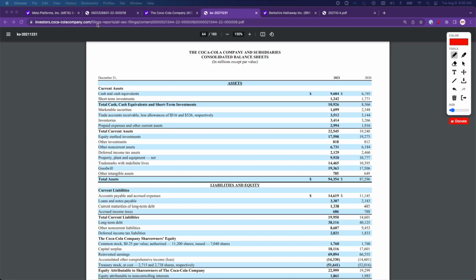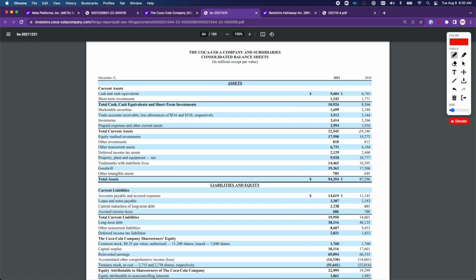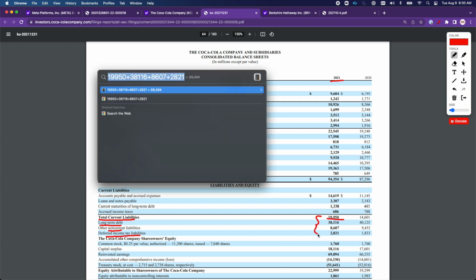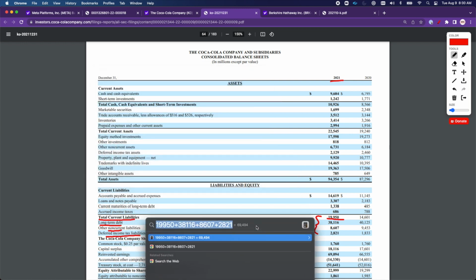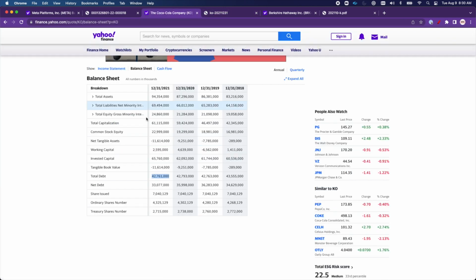If we do the same for Coca Cola, so if we go to the Coca Cola balance sheet here on their 2021, we can go to the liabilities and see that we have total current liabilities of almost $20 billion, and then they have some long-term debt, some other non-current liabilities, and then some deferred income tax liabilities. So if we were to add everything up here, we have a total of 69,494. All right, and if we go here, we can see that, let me just bring the calculator back up. We see that that's the total liabilities.